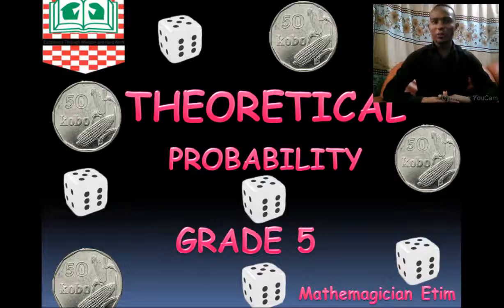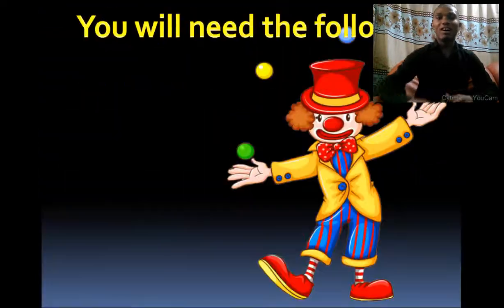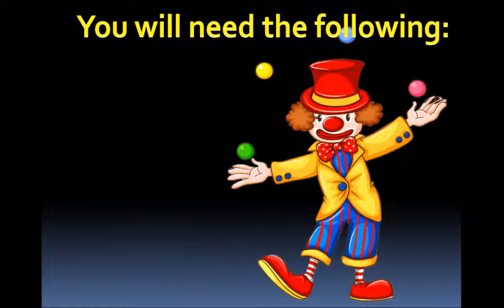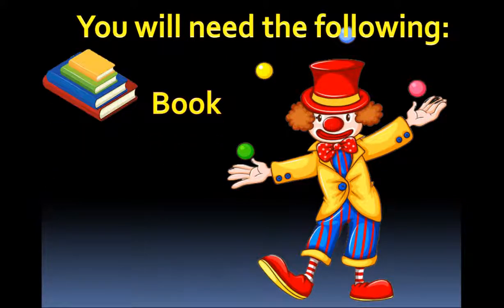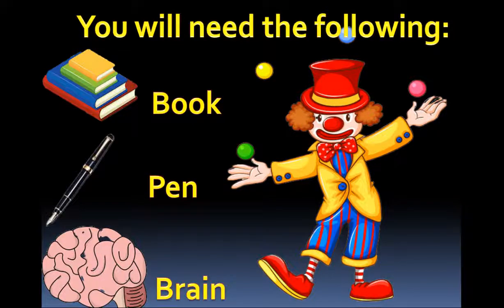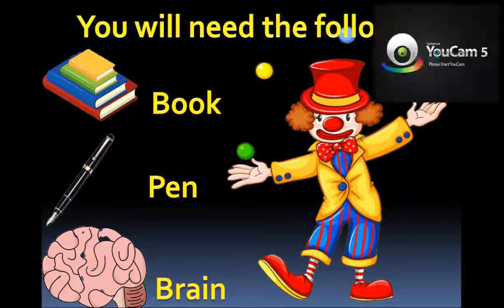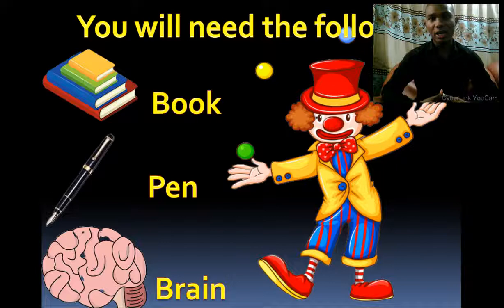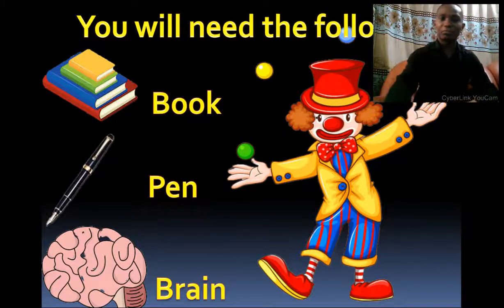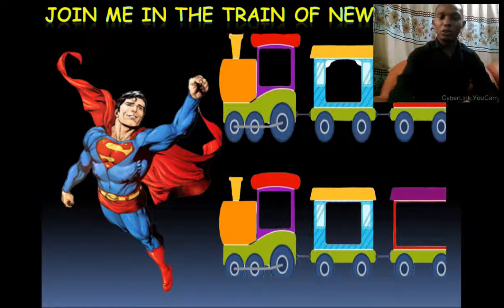Beautiful. Theoretical probability. Now you need the following materials for this class, just as I always said. Firstly, you need a book. You need a pen. You will also need your brain. Then I need you to pause this video and quickly get the required materials for this class.